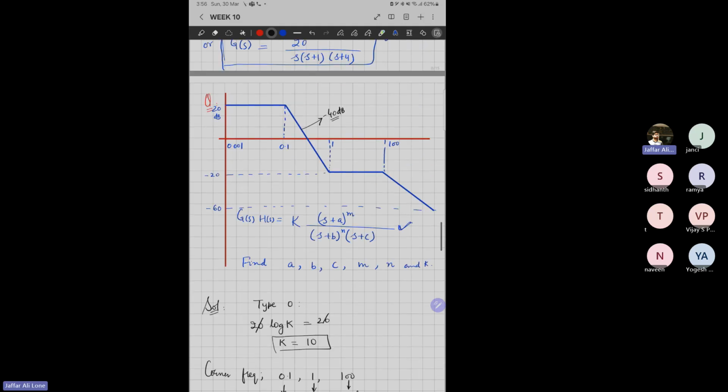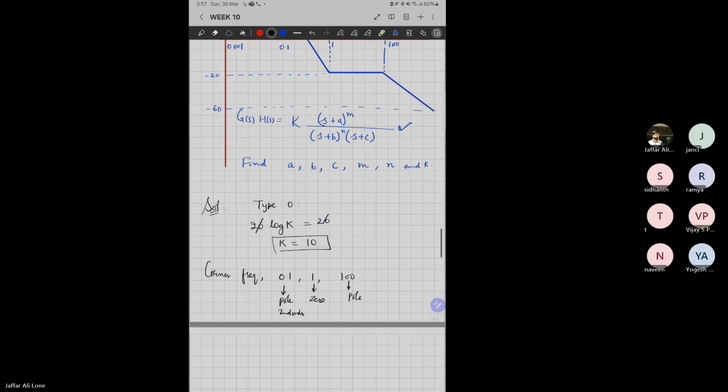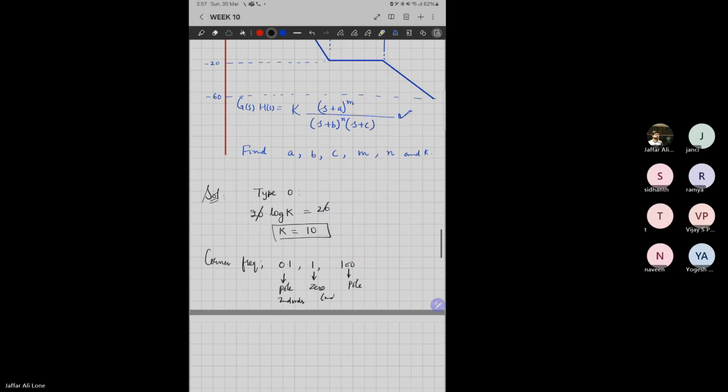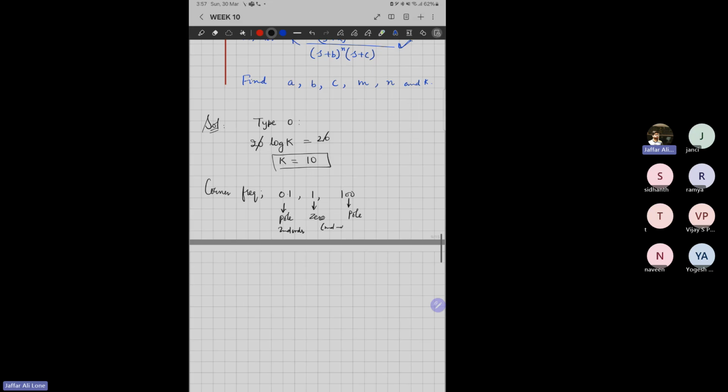Then at 1, from 1 to 100 there is again one decade, so it is again a second order zero. Right? So now can we write the transfer function?